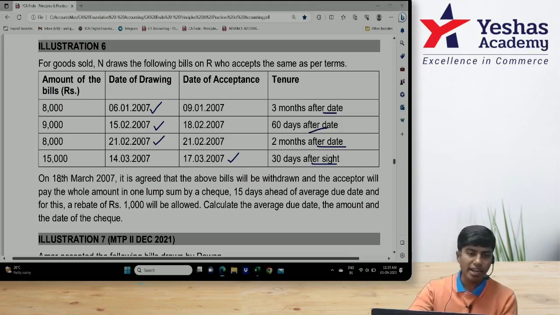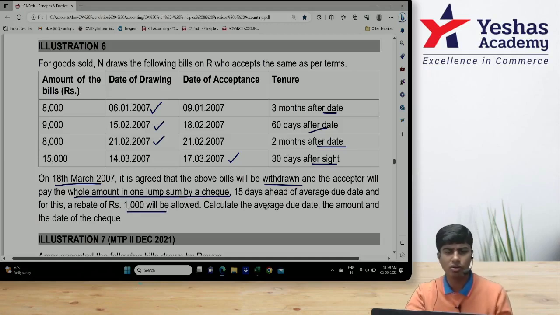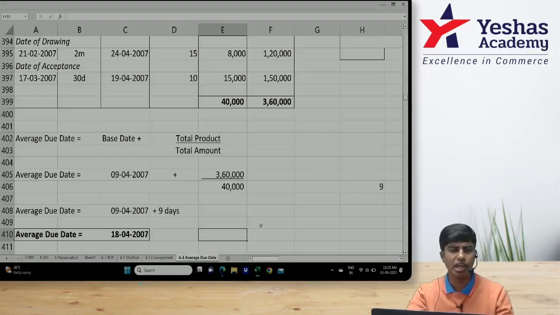Read. On 18th March 2007, it has agreed that the above bills will be withdrawn and the acceptor will pay the whole amount in one lump sum by a check, 15 days ahead of the average rate, and for this a rebate of 1000 will be allowed. Okay, calculate the average due date. We calculated the average date, 18th of April.